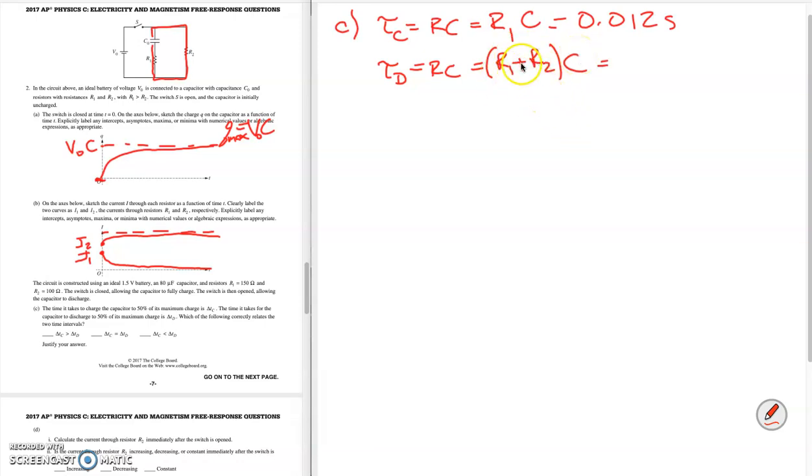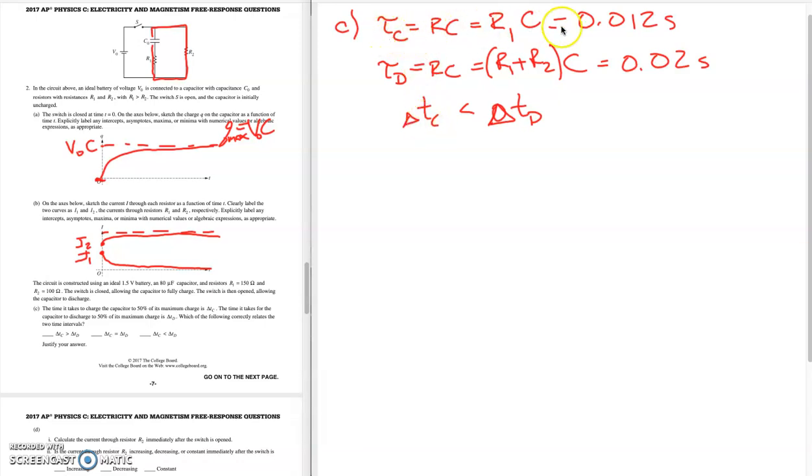So once you add in R2 to the time constant, you're going to get a discharging time constant of 0.02 seconds. Now, since it takes longer to discharge than it took to charge, this should indicate that it also takes longer to do 50% of discharge than it took to do 50% of charging. So delta TC is going to be less than delta TD, even though we didn't actually find what that time was.